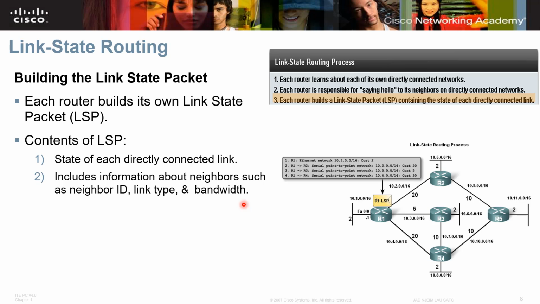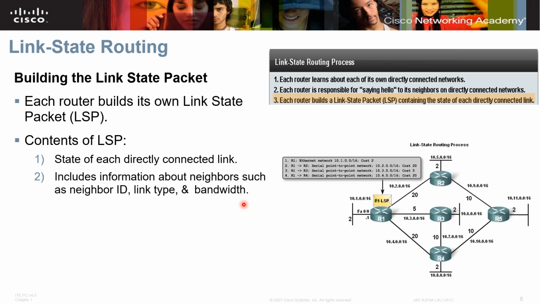Then I collect information about the links directly connected to me. R1 is connected to four links, and collects information about the link cost, link IP, and so on. The link state, we name it link state, and we put the state of each directly connected link into a link state packet and share this packet with the other routers.